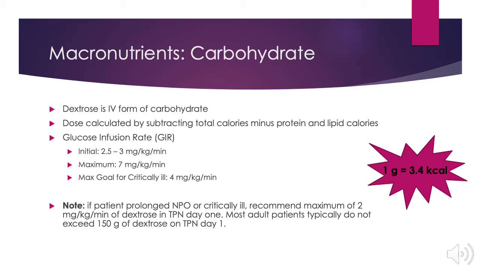Of note, dextrose is considered a monosaccharide, and 1 gram of dextrose is equivalent to 3.4 kilocalories, whereas 1 gram of oral carbohydrates is equivalent to 4 kilocalories. It is important to note the difference when calculating calories for IV macronutrients versus oral or enteral.